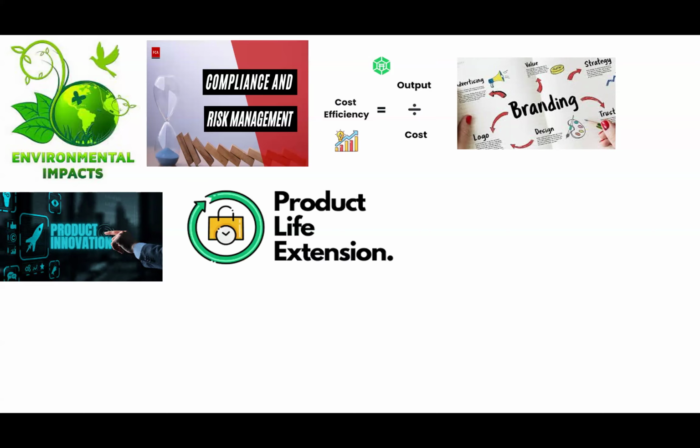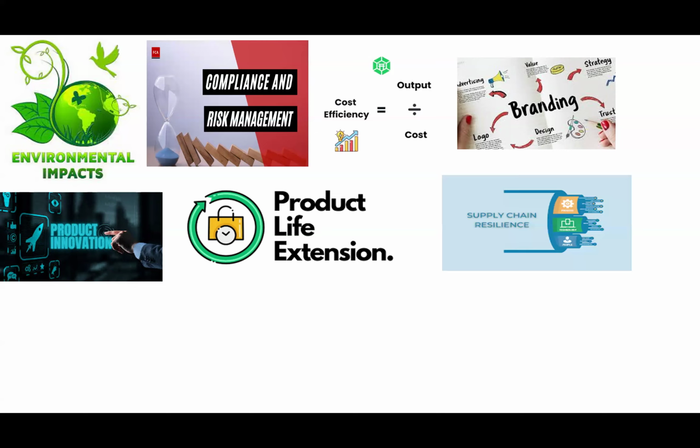The extended product lifespan and value. Designing products for durability, reusability, repairability, and modularity increases their useful life. This adds long-term value for customers while reducing waste and the need for frequent replacements.